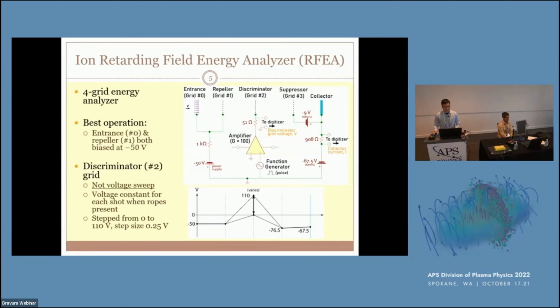In this setup, one thing I want to point out is that although we built this as a 4-grid energy analyzer, we found that the best operation is when we connect the entrance grid to the repeller grid. So both of them have a minus 50 volt bias. The second thing I want to point out is that, unlike a typical RFEA where you sweep the voltage from a low to a high potential really quickly, we choose not to sweep, due to a capacitive current that will drown out the signal. Instead, we keep the voltage constant for each shot, and then for the next shot, we increase the voltage slightly. And so over the course of maybe a day, you can have multiple collector currents versus the discriminator grid voltage, as I will show. So this is stepped up instead of swept.